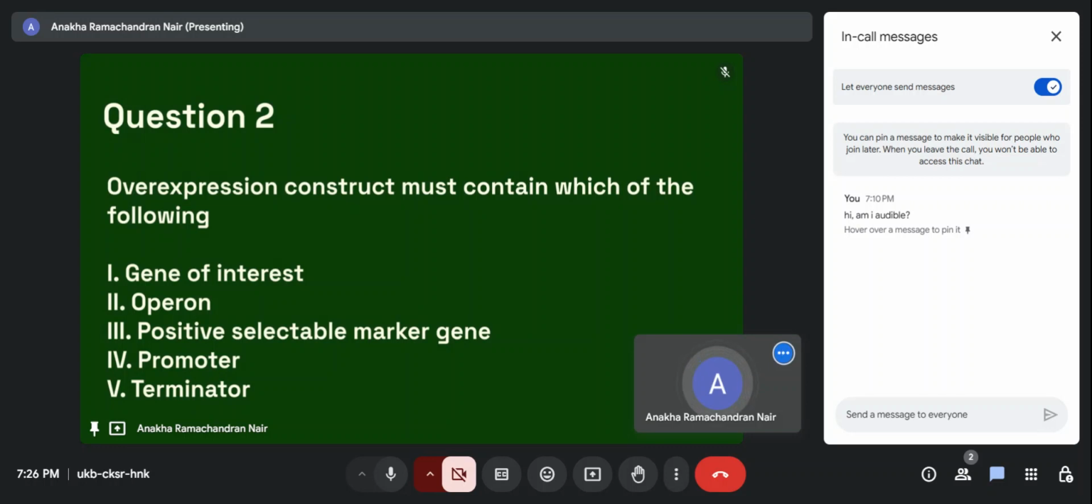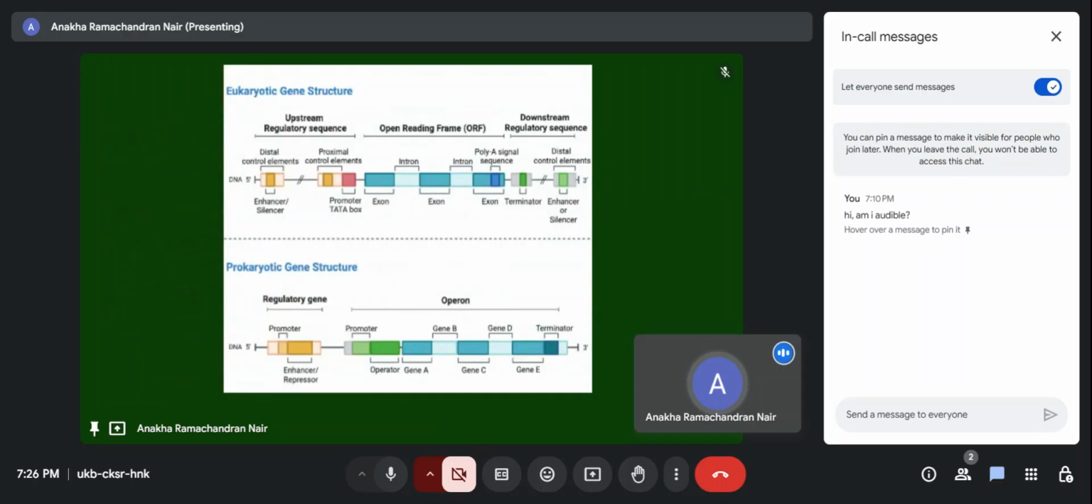So there are four options given to you, right? Let's take them one by one. The gene of interest is the gene that you want to overexpress. An operon is a unit of genetic material that is mostly found in prokaryotes, and like we were seeing in the example before, it contains a cluster of genes. This cluster of genes comes under the activity of a single promoter and operator gene, right?